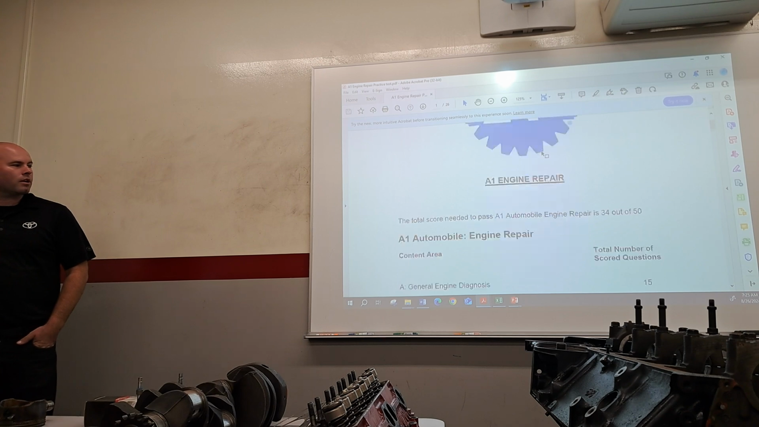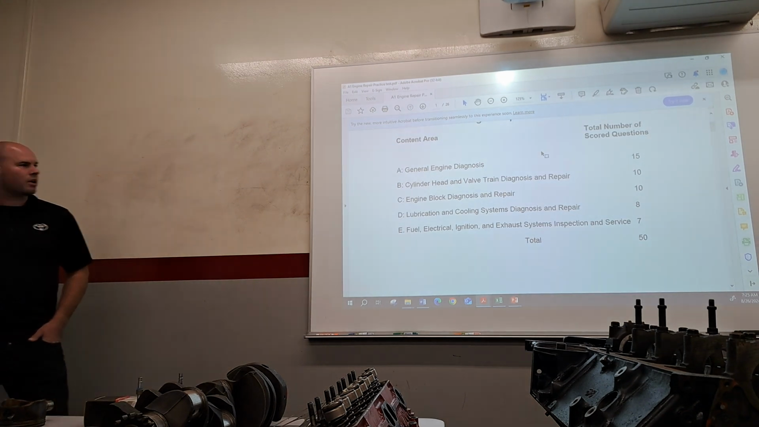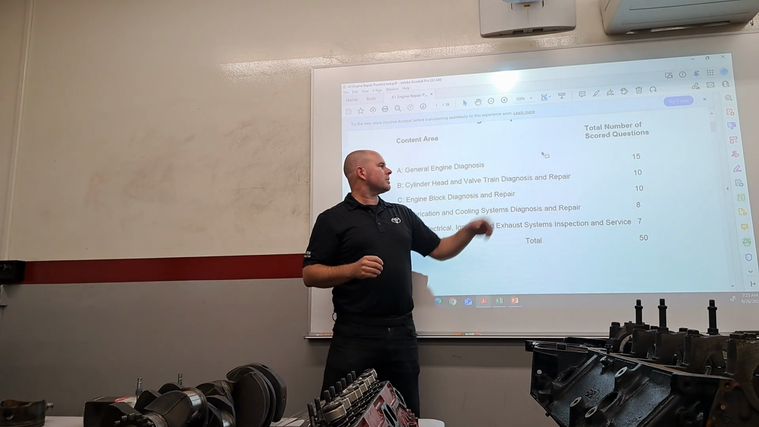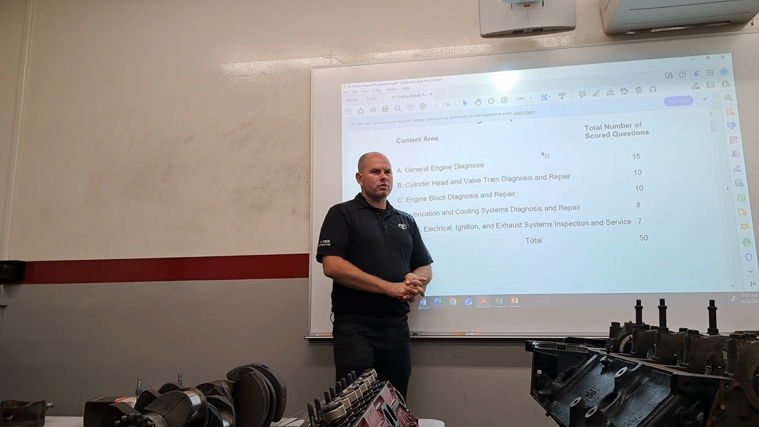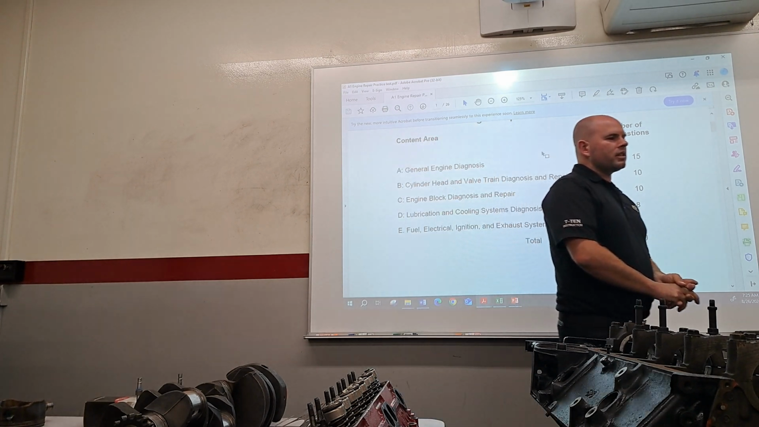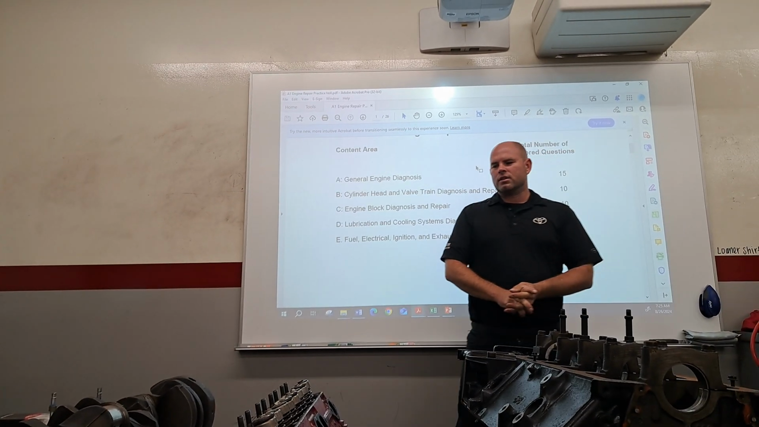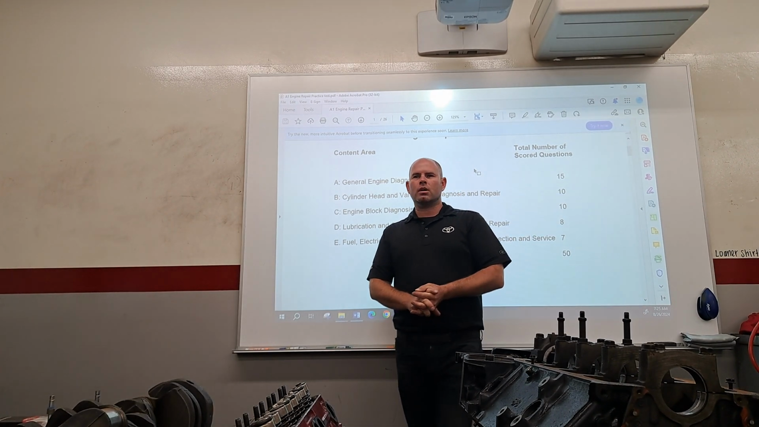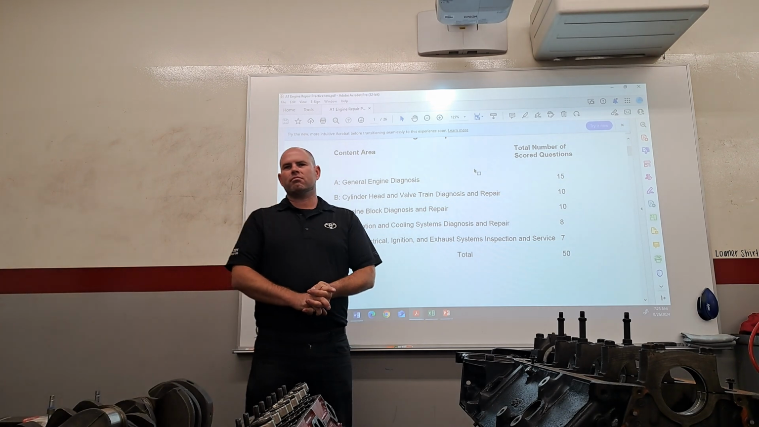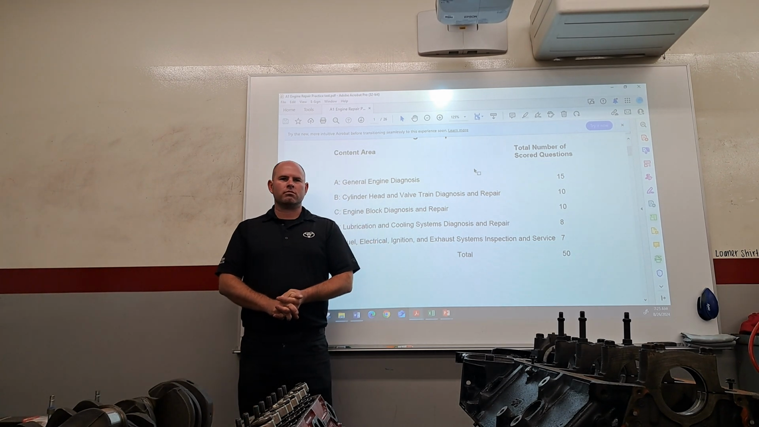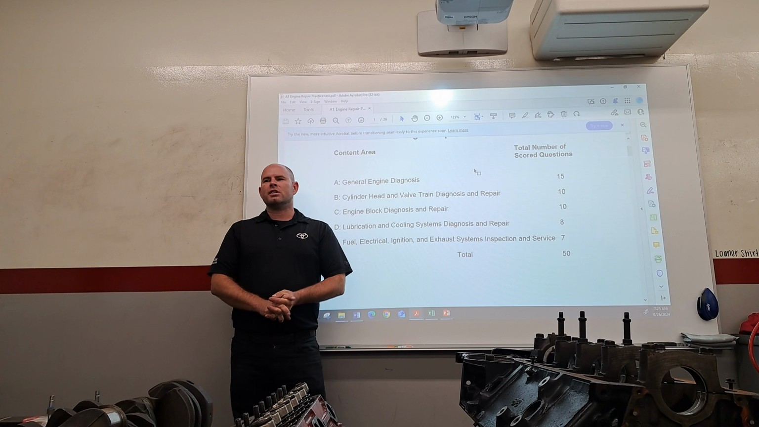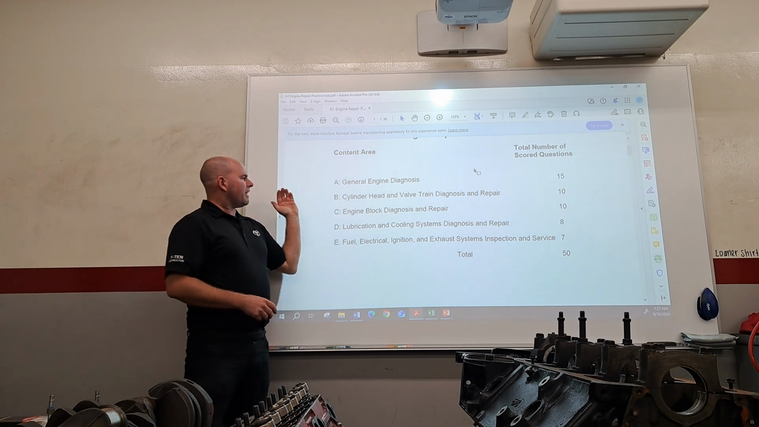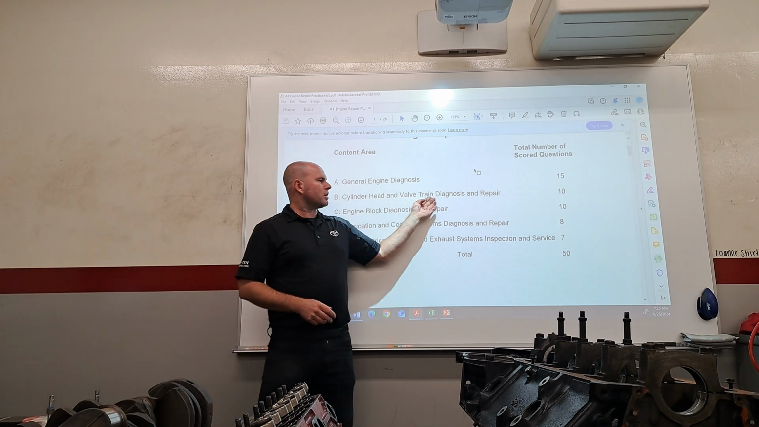Here we go. All right, so this is what you can anticipate. For engines, you're looking at about 15 questions that are just general engine diagnosis. Some of what that might look like is an engine has a noise, or some symptom like overheating or oil consumption. Just types of things that are about the whole engine, not one specific system. And then B, you got cylinder head and valve train diagnosis and repair.